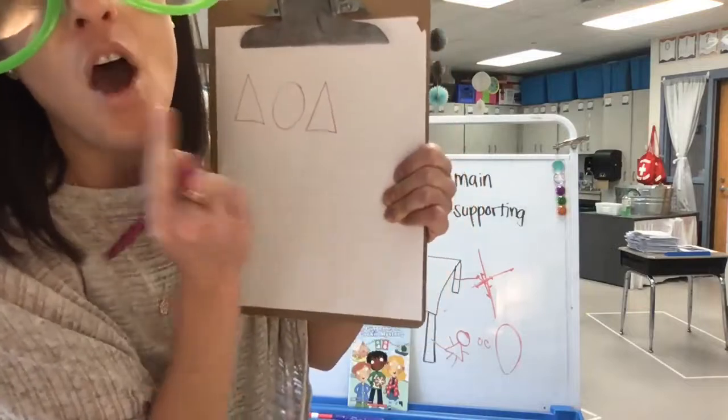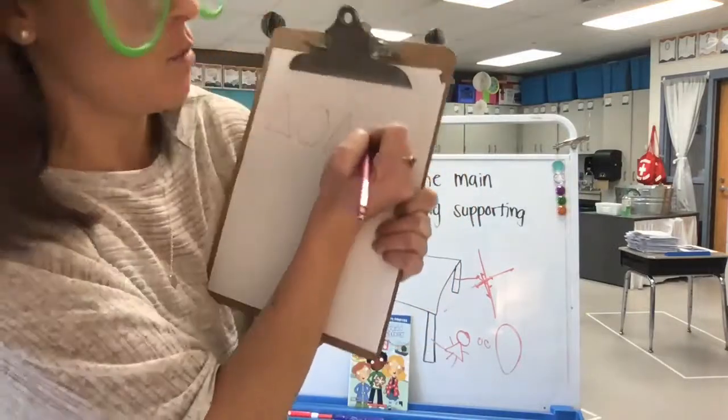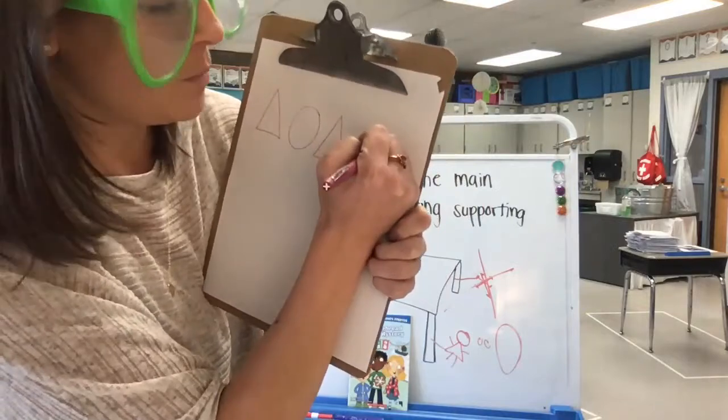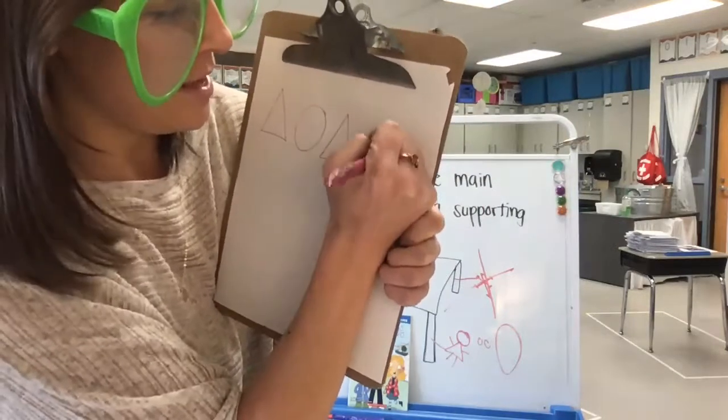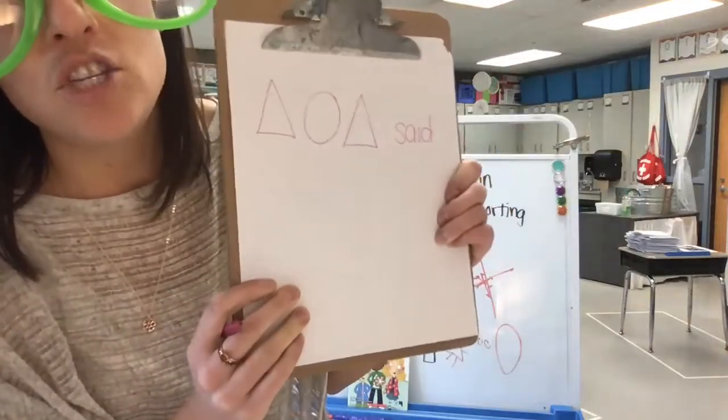Think about it. All right, the other part of our password is our popcorn word or sight word we've been working on, said. How do we spell said? S-A-I-D.